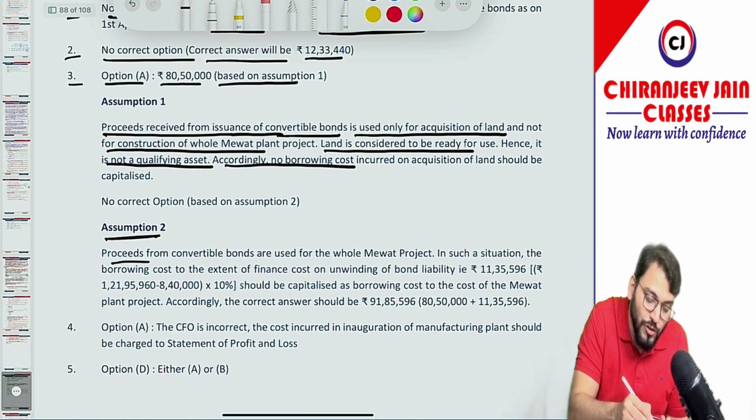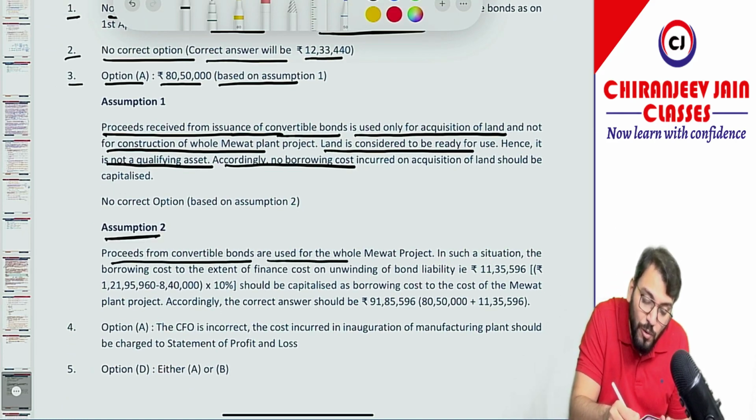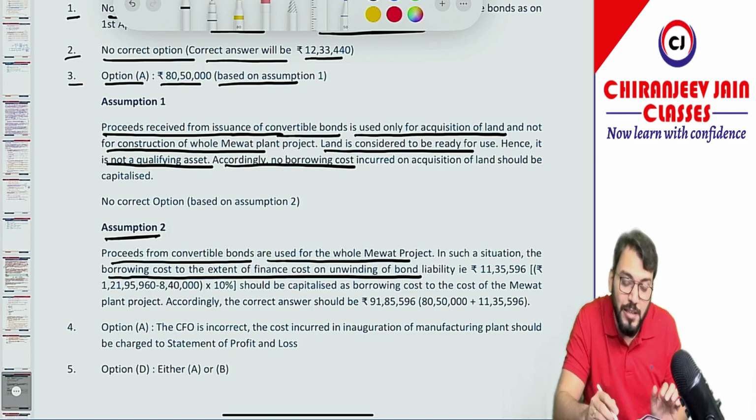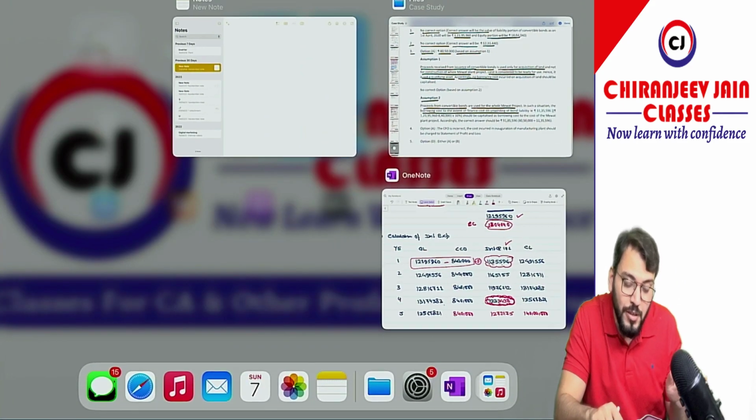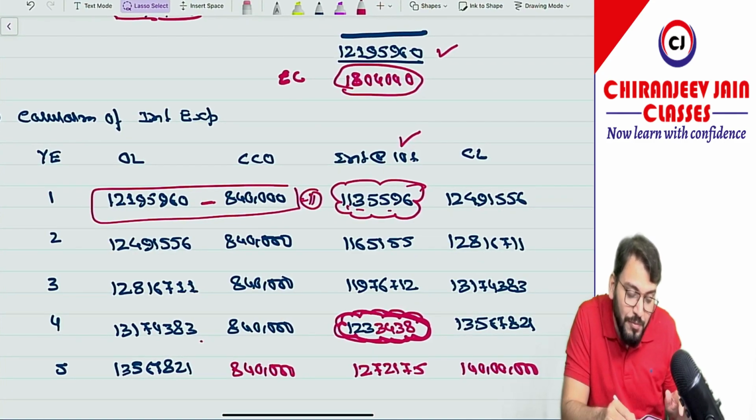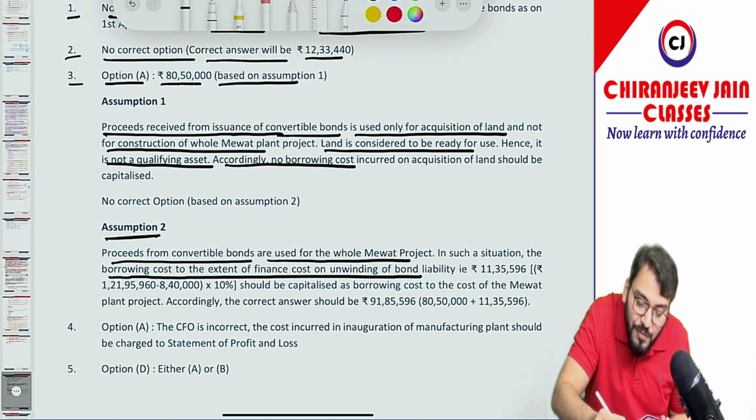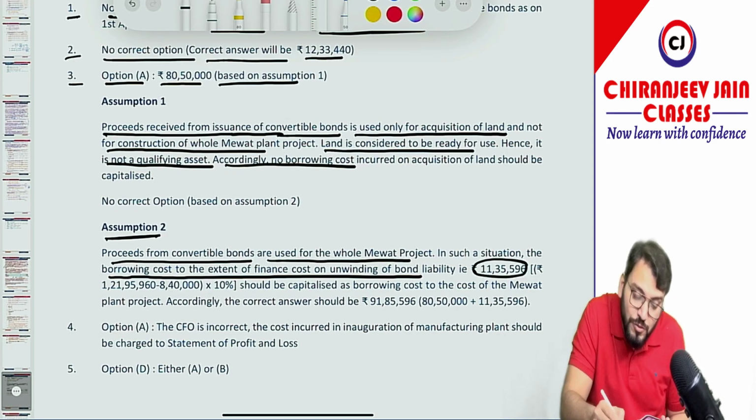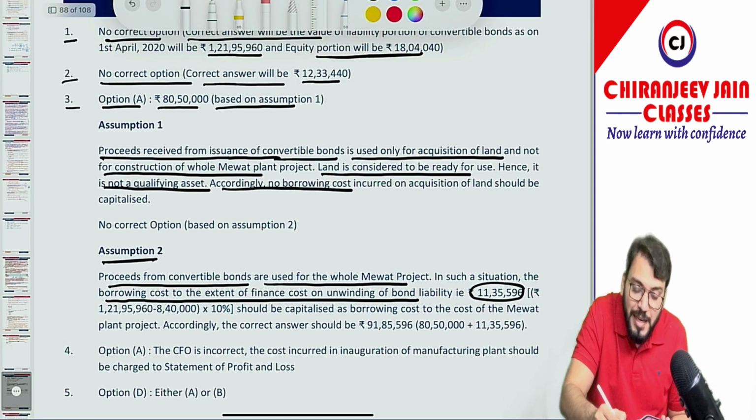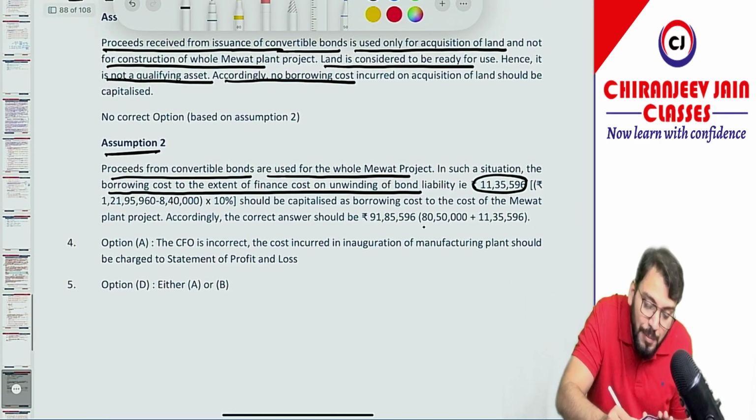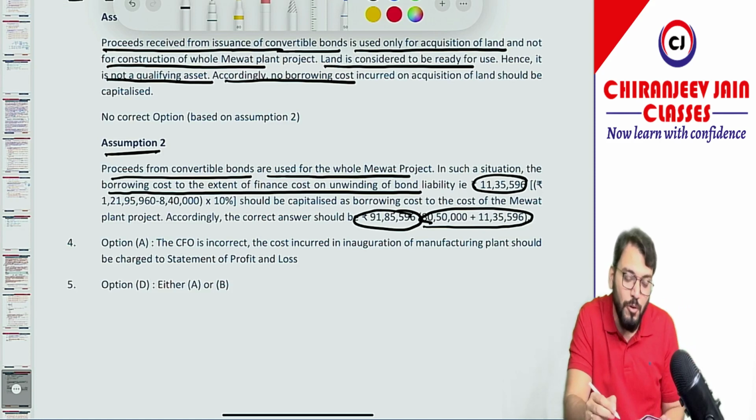Assumption number 2. Proceeds from the convertible bond are used for the whole Mewat project. In such a case, the borrowing cost to the extent of financing cost on unwinding of bond liability, whatever we have calculated for the first year, will be capitalized. First year it was how much? 11,35,596. Understood? So this much will be capitalized. So our answer will be 80,50,000 plus 11,35,596. So this will be the cost after the capitalization of borrowing cost.